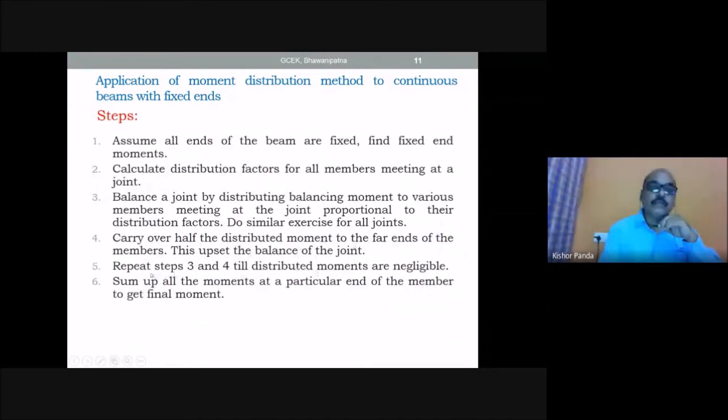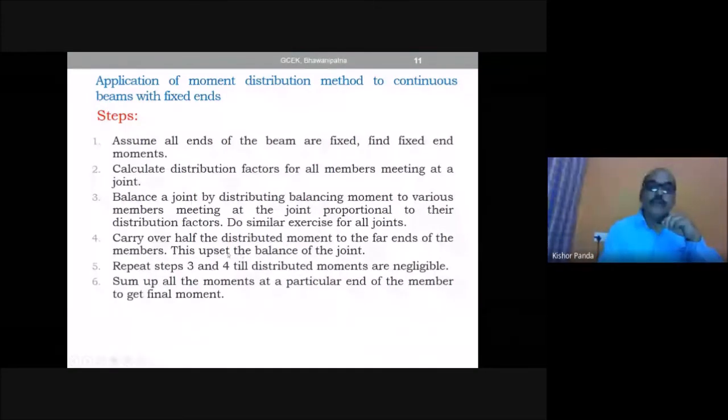Then repeat steps 3 and 4 till the distributed moments are negligible. So you have to repeat this step till the distributed moments are negligible, which means at the end the sum of the final moments is equal to 0 at each joint. Then what you have to do? Sum up all the moments at a particular end of a member to get the final moment.